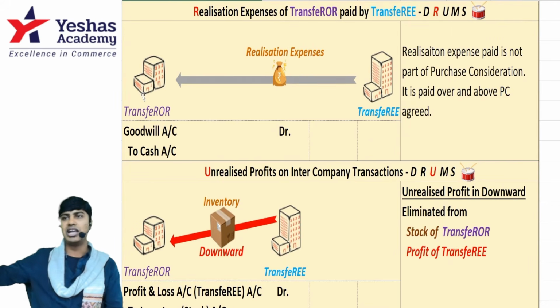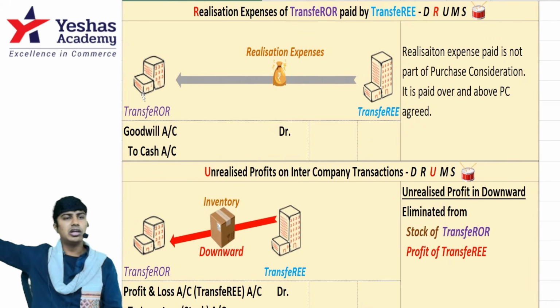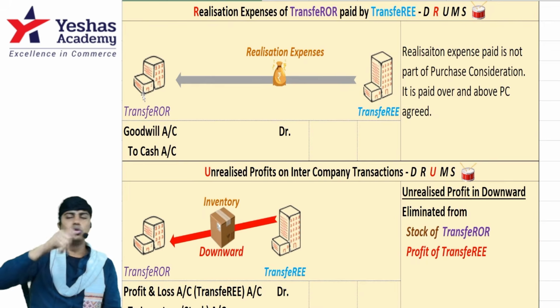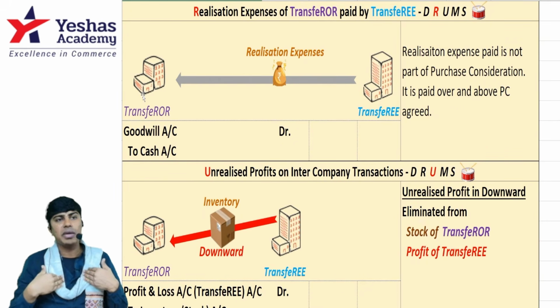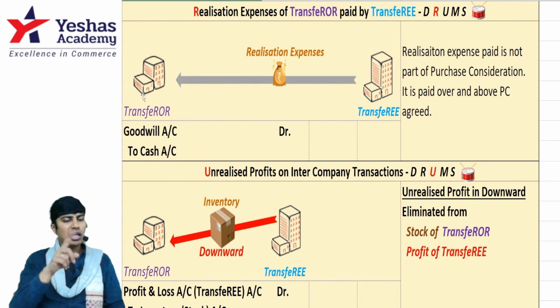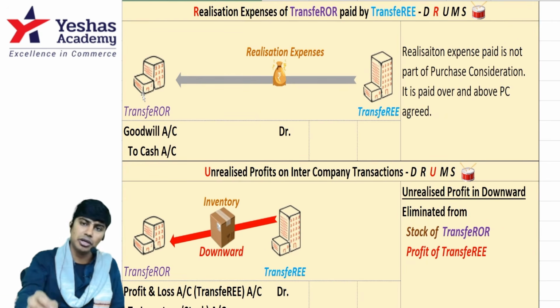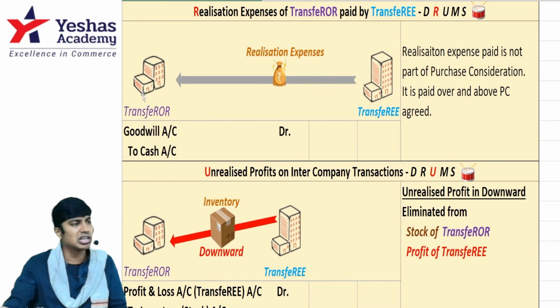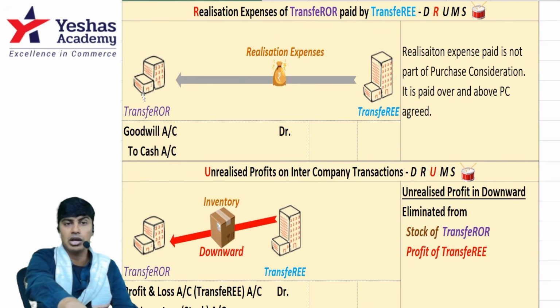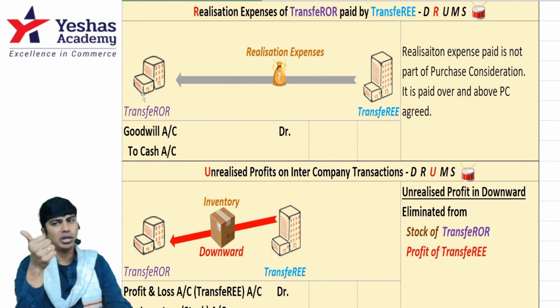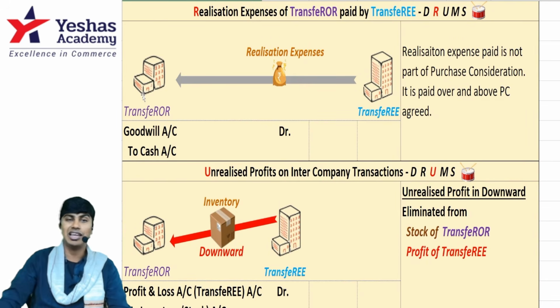Realization expense is something the transferor should pay. If transferor pays, good, no problem. If transferor doesn't pay and I, the transferee, pay, I'm not getting anything in return. I will write the entry goodwill account debit to cash, because I'm not getting any benefit, but I'm still paying. This is the point of difference in the pooling of interest method. Remember, goodwill account debit to cash. D, R, and now U, unrealized profit.